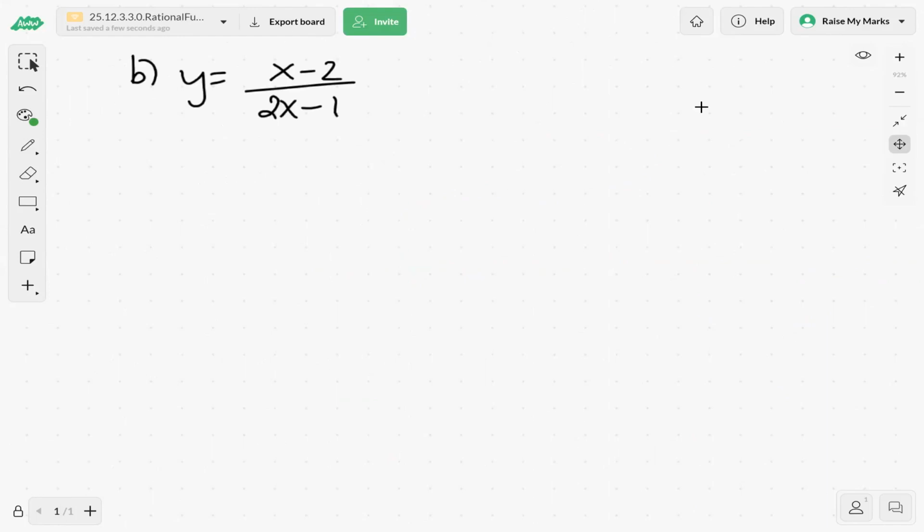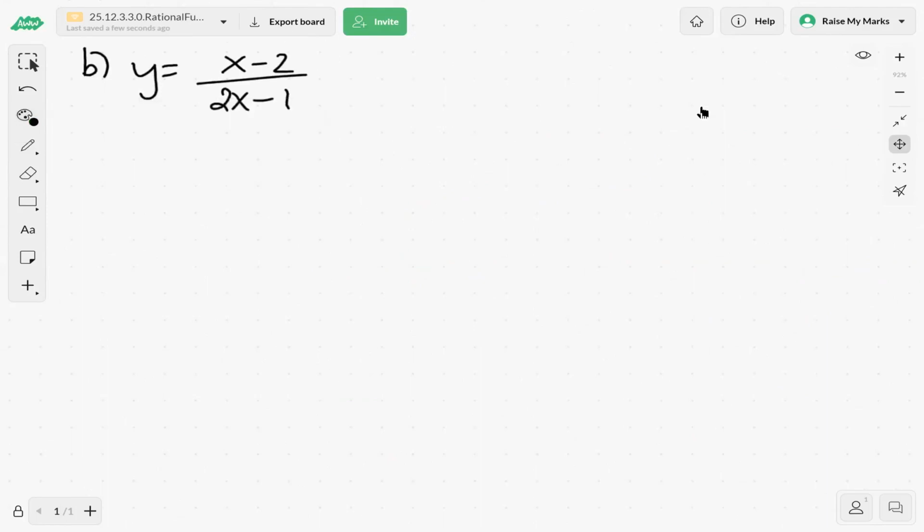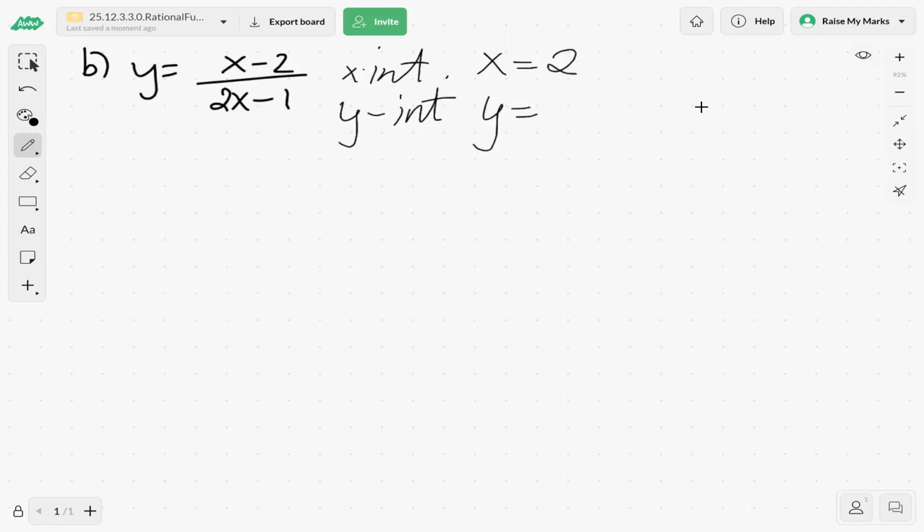y equals x minus 2 over 2x minus 1. So we want to graph this. So it looks like it's factored, so we don't have to do that. Let's find our x-intercept. Our x-intercept is pretty easy. That's when our function y equals 0, and that occurs when x equals 2. Our y-intercept occurs when we set x equal to 0. When we do that, y equals 2 as well.